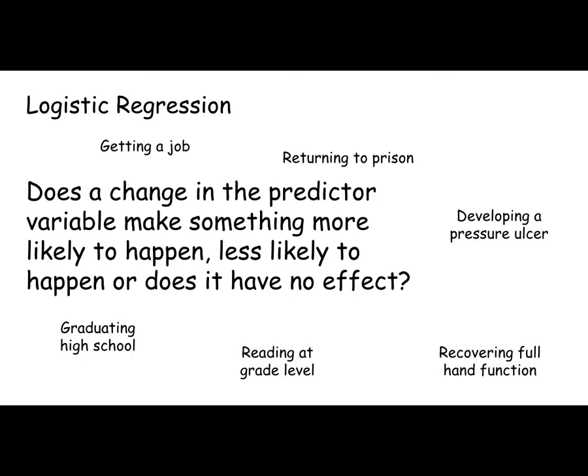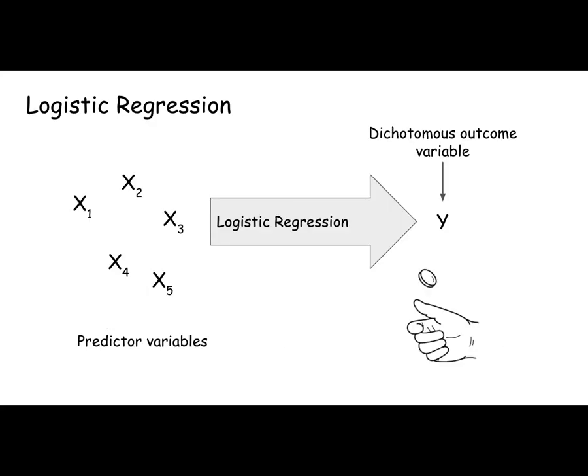Logistic regression is pretty common in the OT literature, and that's because in OT we have a lot of questions that have yes or no answers. We want to know, does some intervention make it more or less likely that somebody's going to get a job or return to prison or read at grade level or recover full hand function? And these are all yes-no kinds of questions. And that's what logistic regression is for.